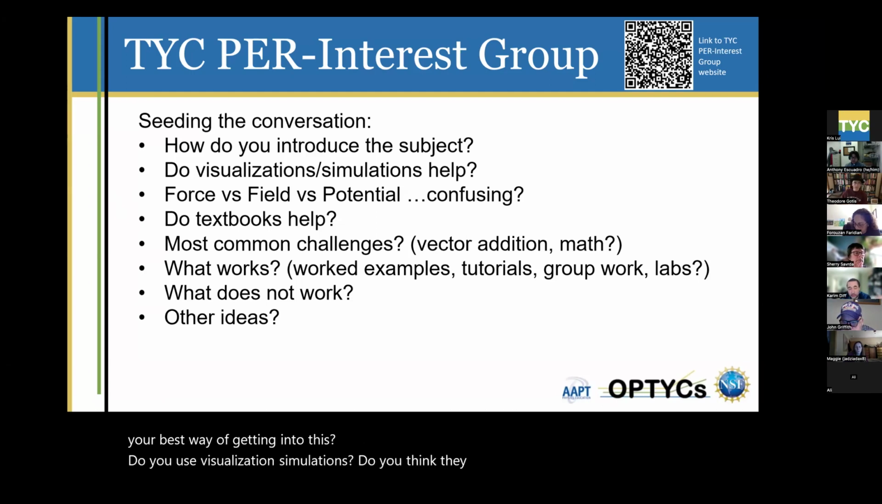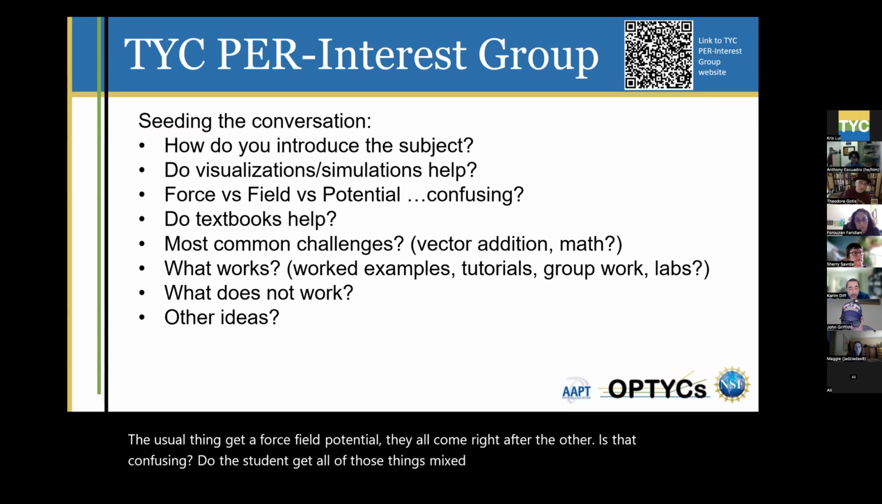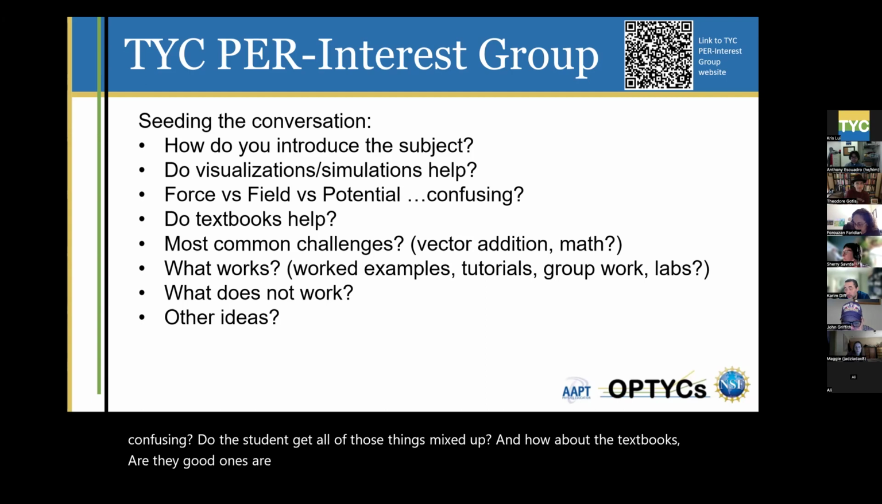You know, the usual thing, you've got force, field, potential, they all come right after the other. Is that confusing? Do the students get all of those things mixed up? And how about the textbooks? Are they good ones? Are they better ones? Are they helping? Do they hinder understanding?